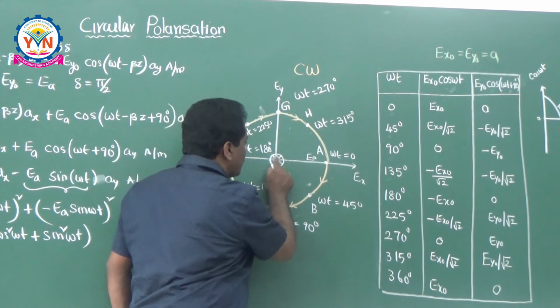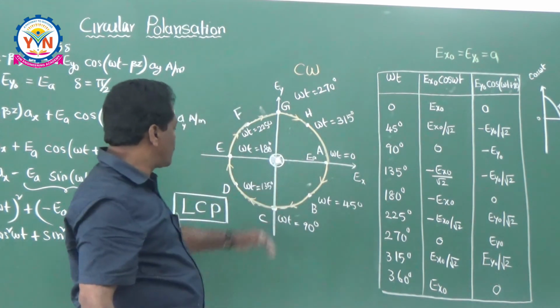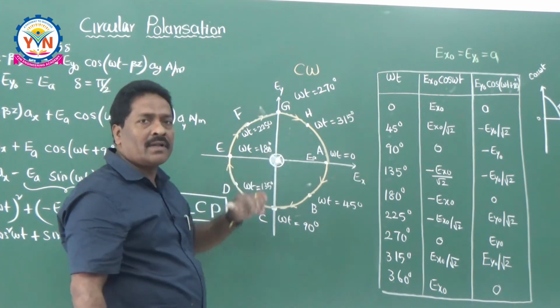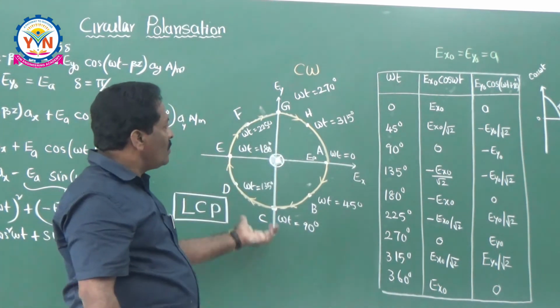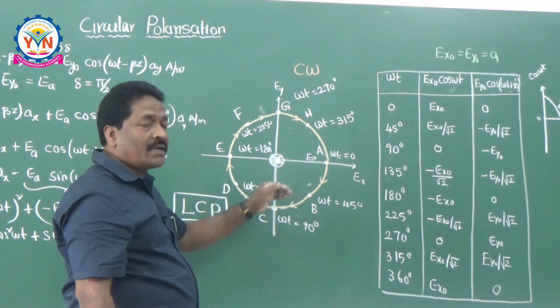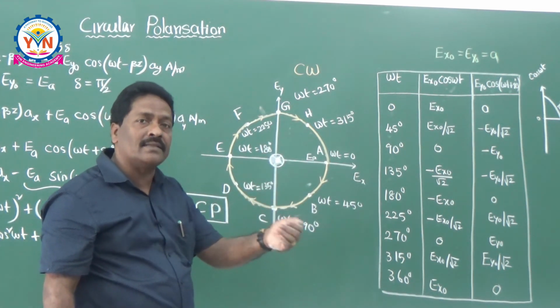But for the present case, the wave is coming out. That's why it is a dot. It is called left circular polarization. So that's the reason, try to understand which polarization it is.